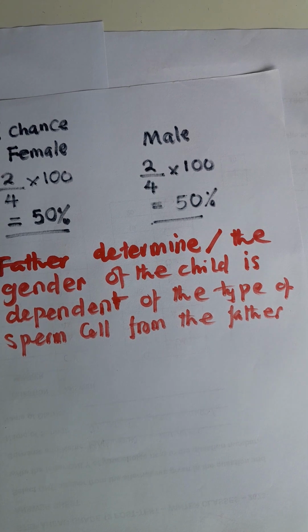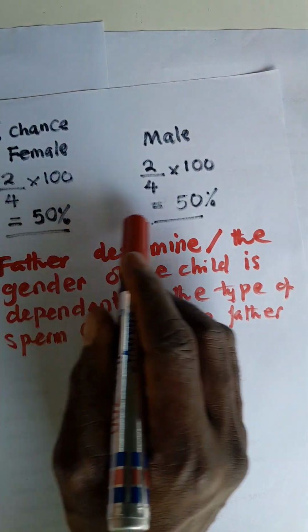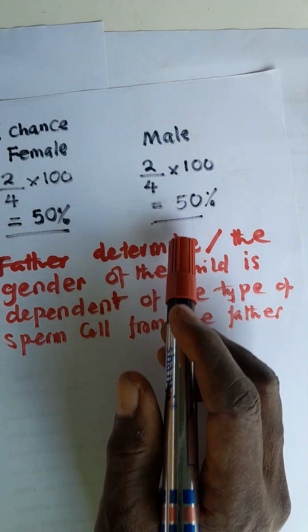Now remember, it doesn't matter how many times the mother has been pregnant. The mother may have many children of the same gender, but each child is independent of the other. So the percentage chance of a child being born male or female will always remain 50-50%.